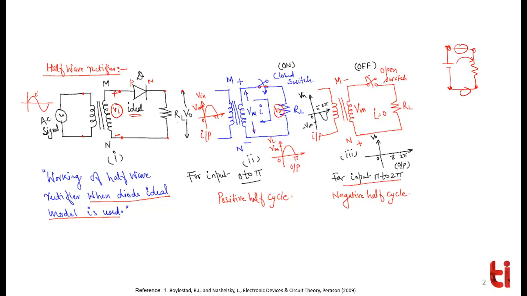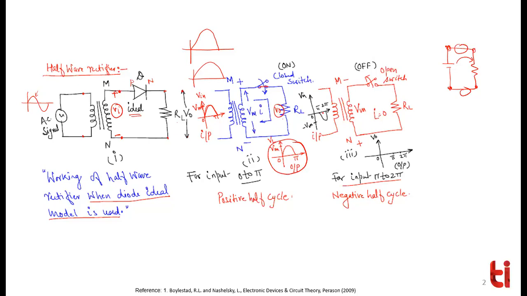If the input is VM, the output is VM. If the input is 0, the output is 0. So if the input goes from 0 to VM, the output goes from 0 to VM, the same output. As the input goes, so goes the output, because output is equal to VI. And what is VI? VI has this kind of shape, 0 to VM and back to 0. So definitely you will get the same output. This is the output you will get, exactly similar.